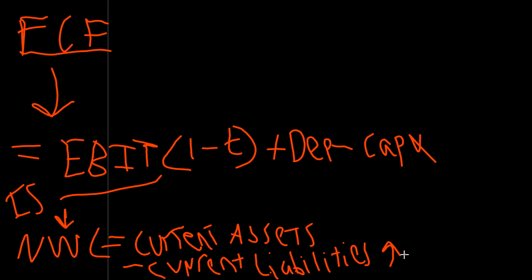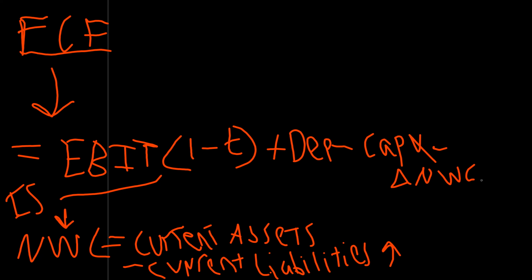So what we need to do is subtract the change, or that triangle there is the Greek letter delta, for those of you who don't know. And delta just means the change. So we have to subtract the change in net working capital. Because if net working capital goes down, that means you lose cash. Does that make sense? If net working capital goes down, it means you lose cash.